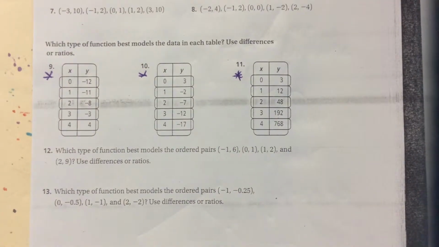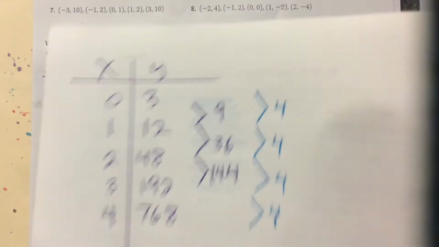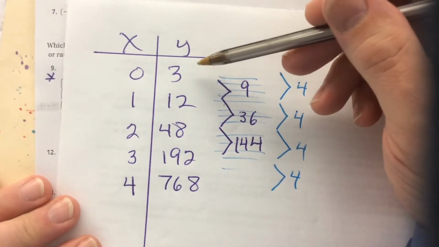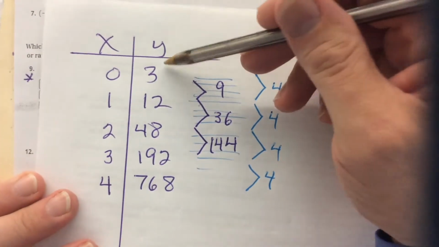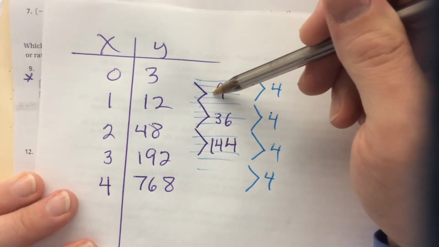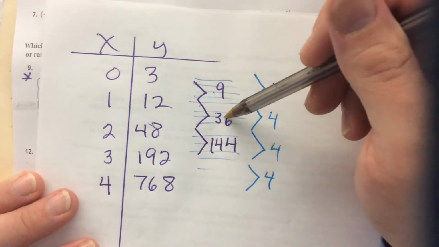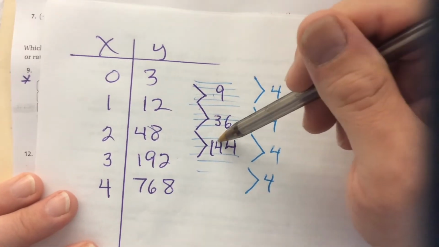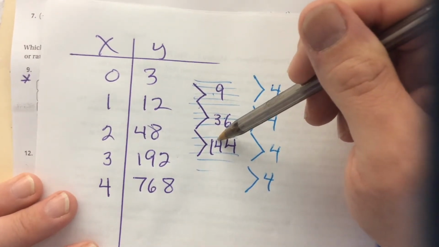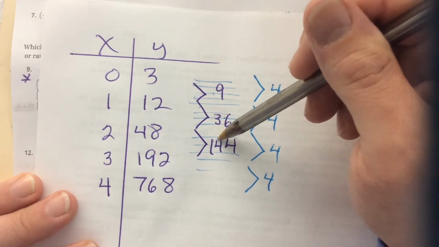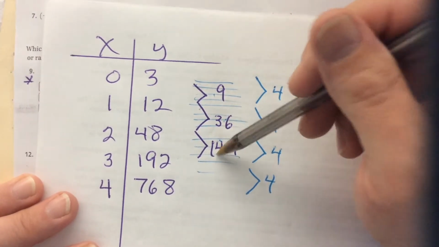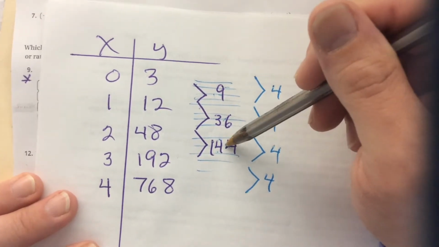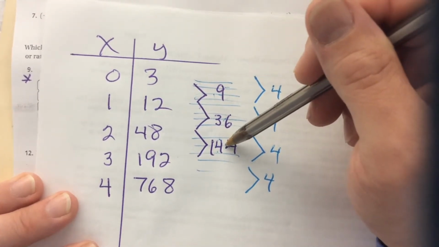You can use what you already know. The next one, number 11. Okay. So we take a look at this. I started out thinking, well, okay, let's see what the common differences are. From 3 to 12, that's 9. From 12 to 48, that's 36. From 48 to 92, that's 144. Well, not only is there not a common difference here, but if I took the differences here, there's no common difference. This is not either of those two.